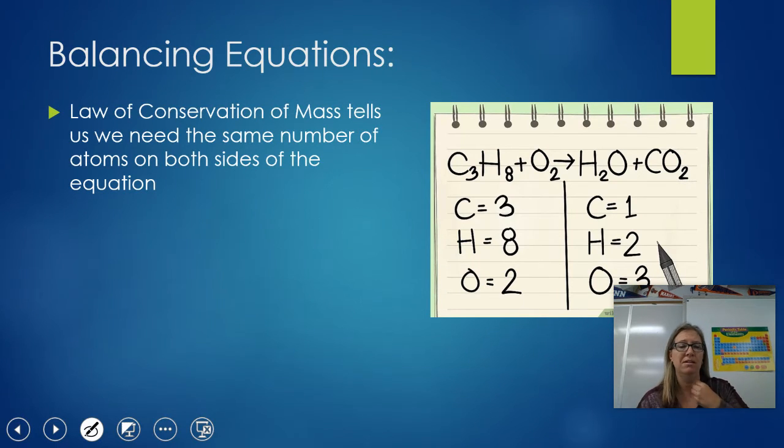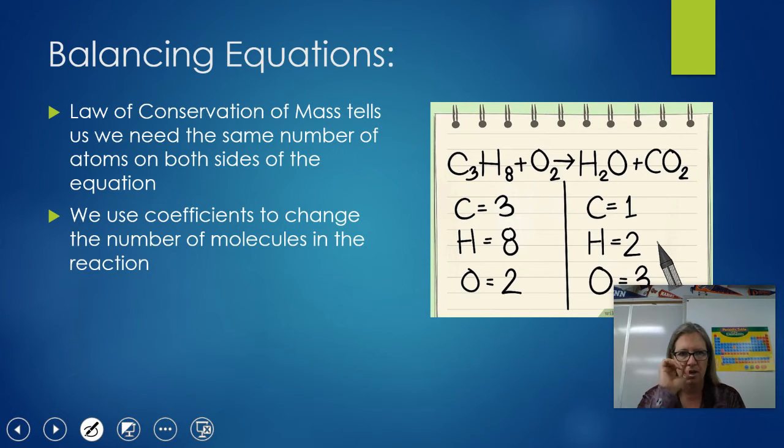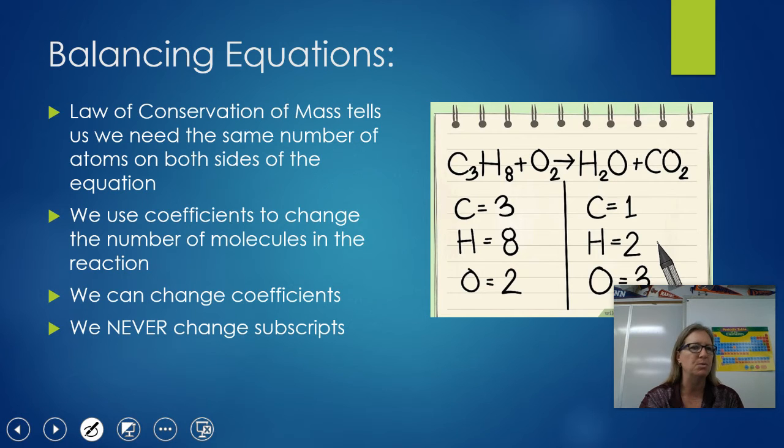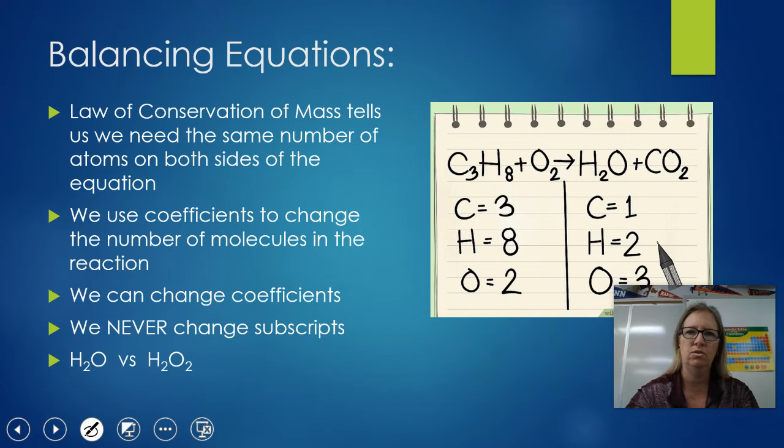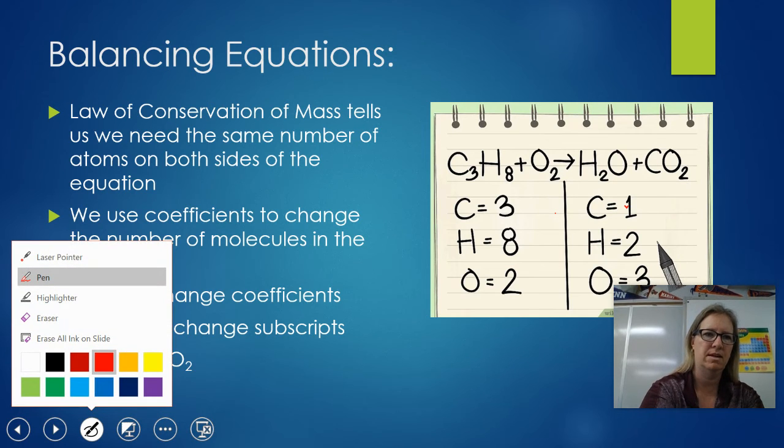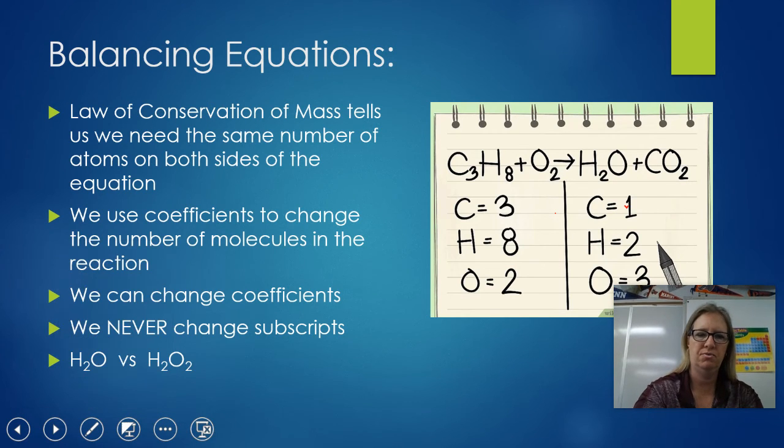The reason we balance them is because the law of conservation of mass tells us that we need the same amount on both sides. We're not creating or destroying mass at all, okay? Those coefficients change the number of molecules, like I said. We can change those. We can never change the subscripts. And here comes that example of the water and the hydrogen peroxide, which I just told you. All right, let's go to this website. Take my pen off.